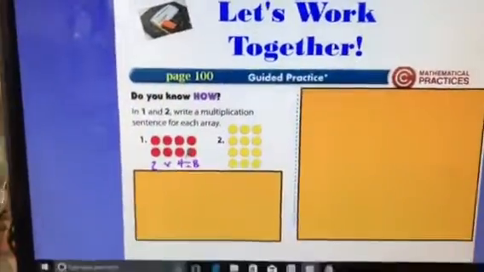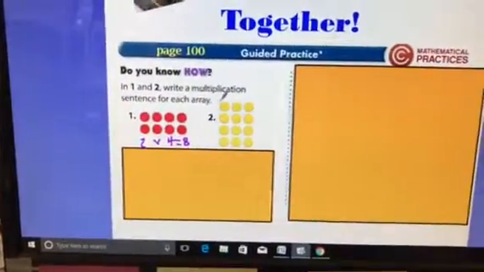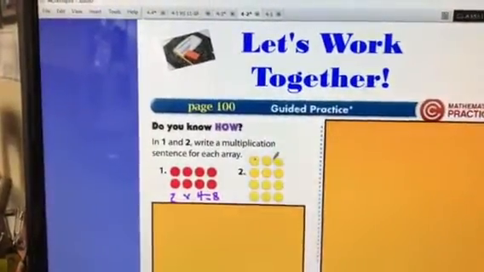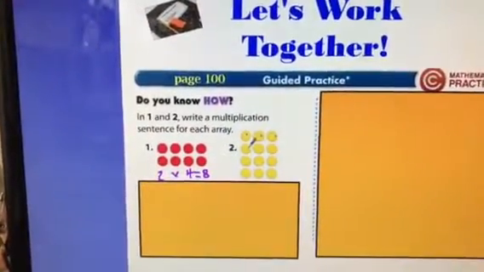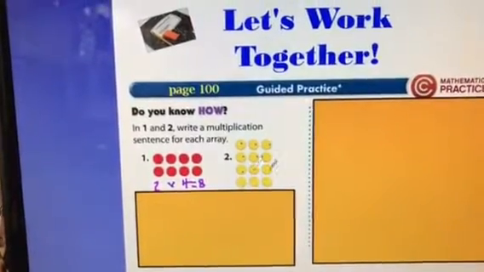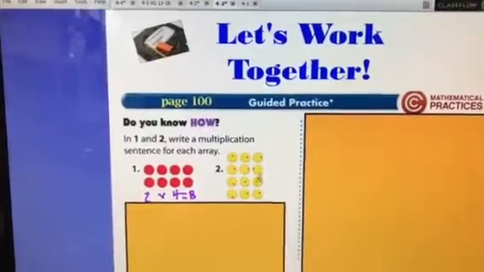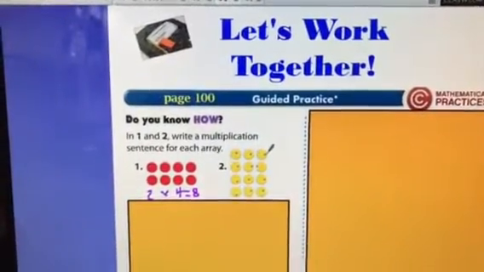And the important thing to know about arrays is that they are all equal rows of objects. So for example number 2, there are 3, 3, 3, and 3 in each row, and it helps us organize our counters or whatever object we're using to multiply.